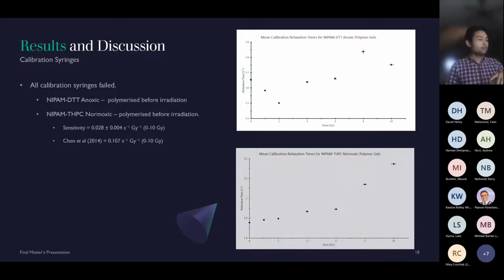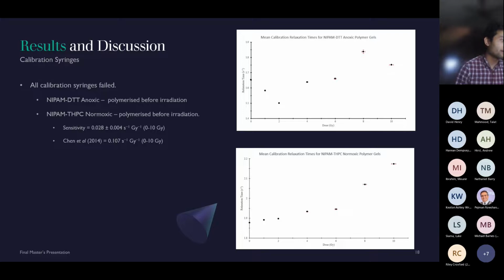So that's the anoxic one, but for the THC normoxic, it did have that linear upward trend, but the sensitivity, which is defined by the gradient between the relaxation time and the dose, would underperform what's reported in the literature. What I measured between 0 and 10 gray was 0.028 per second per gray, but Chen and others measured something a lot higher.